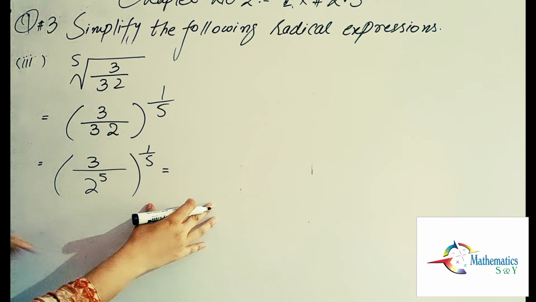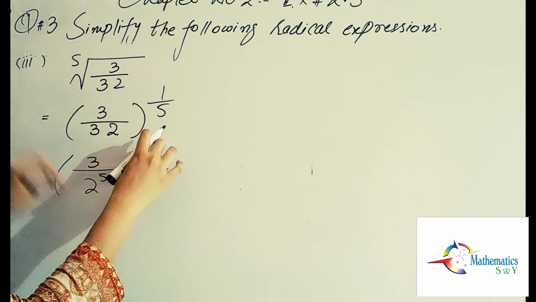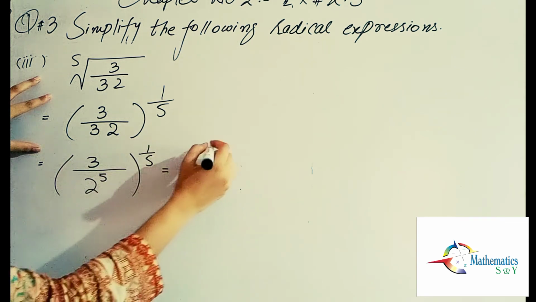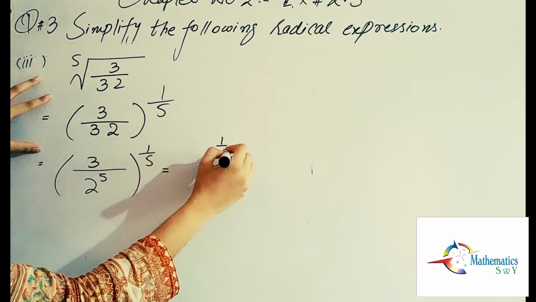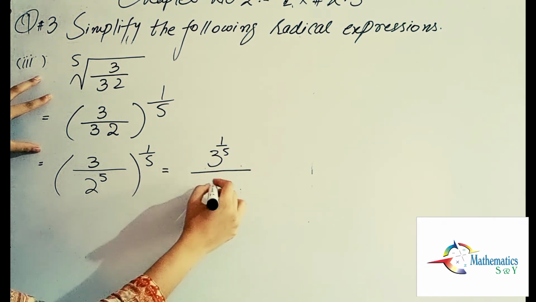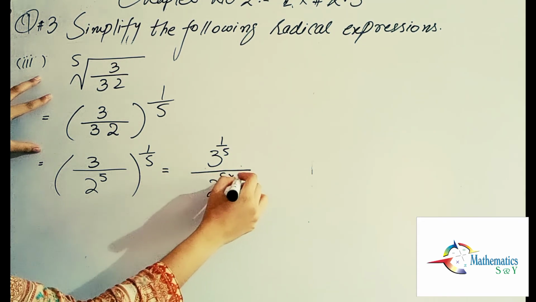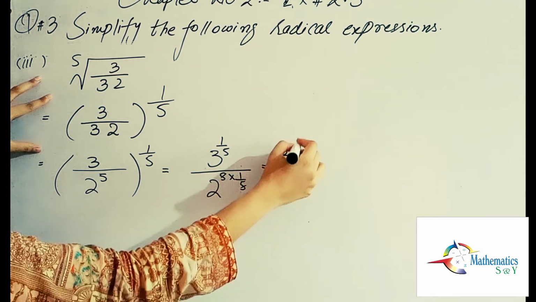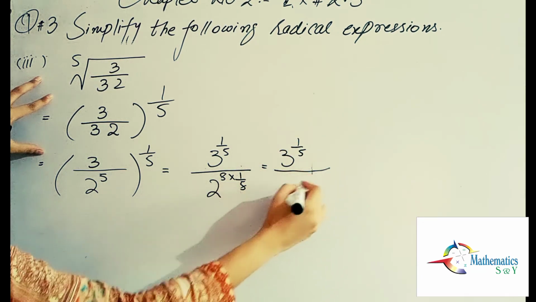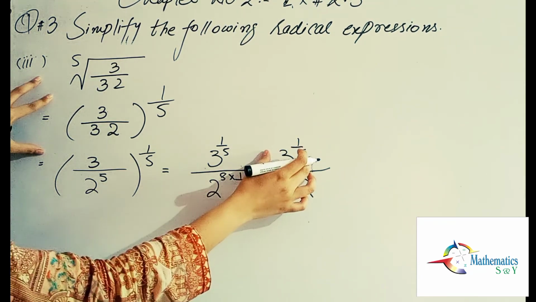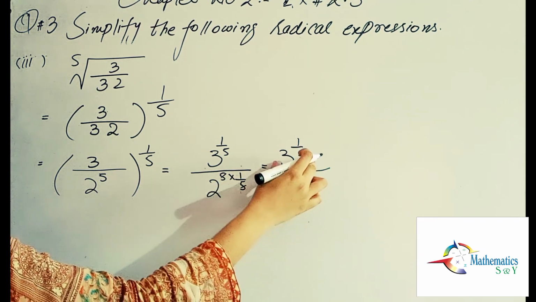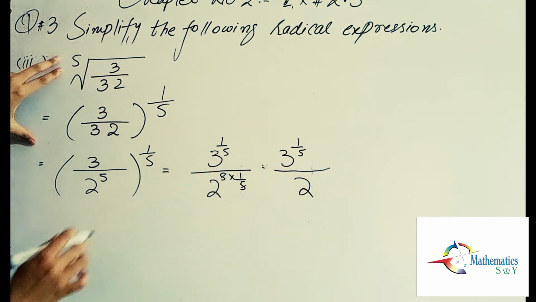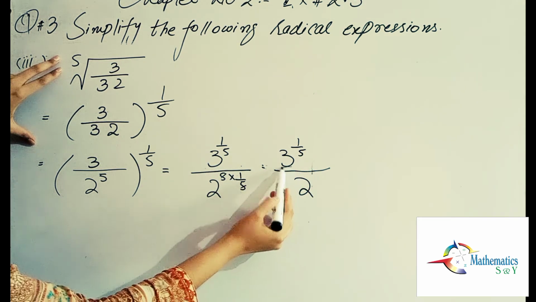Now you can see from here that this power 1 by 5 is the exponent of both numerator and denominator. So here in the denominator you can write 3 raised to power 1 by 5. In the denominator you will write 2 raised to power 5 into 1 by 5. So this 5 is cancelled by 5. This is now 3 raised to power 1 by 5 and it's divided by 2. Now you can see that this is a simple value 2, but in the numerator this is 3 raised to power 1 by 5. So I cannot make the factors of this 3.